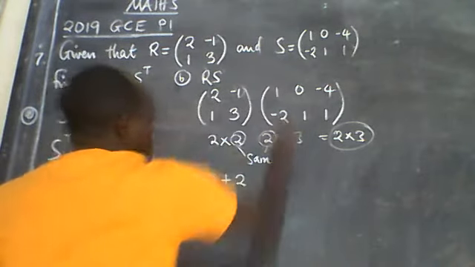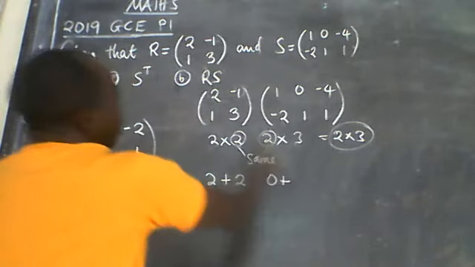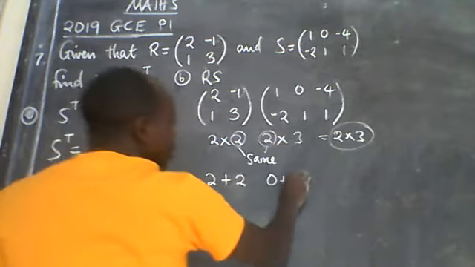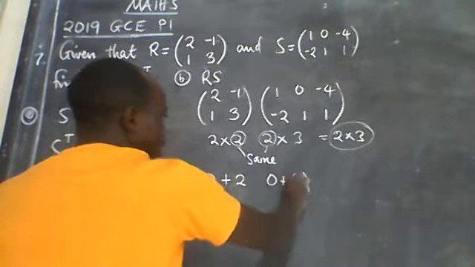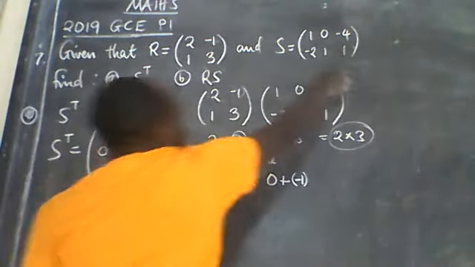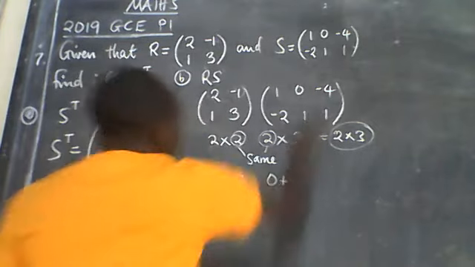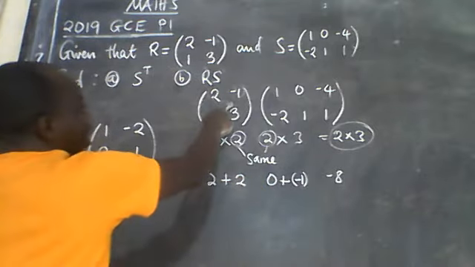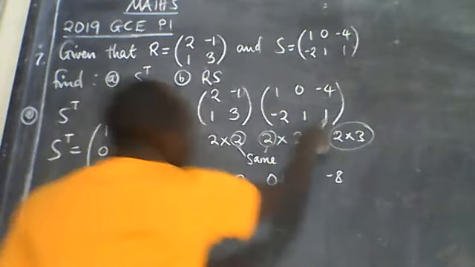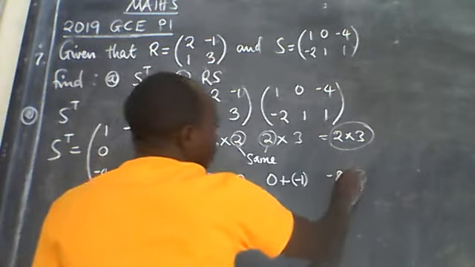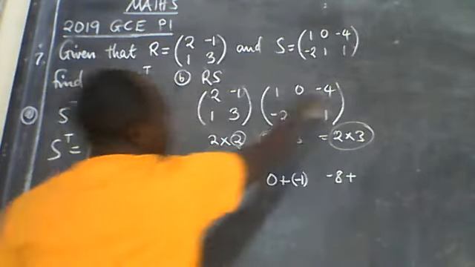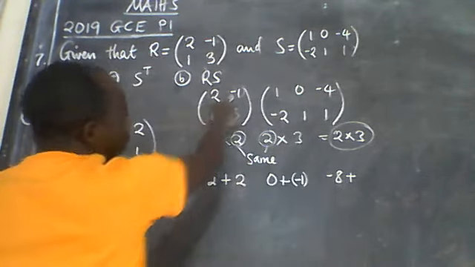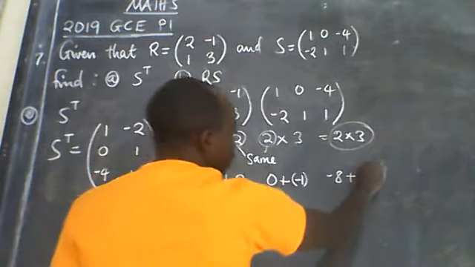2 times 0 gives us 0, plus negative 1 times 1. That gives us negative 1. Okay, like that. Then we move on to this and the last part. 2 times negative 4, that gives us negative 8. Okay, then negative 1 times 1, so I'll say plus here, this times this gives me negative 8. Okay, then plus negative 1 times 1 will give me negative 1.